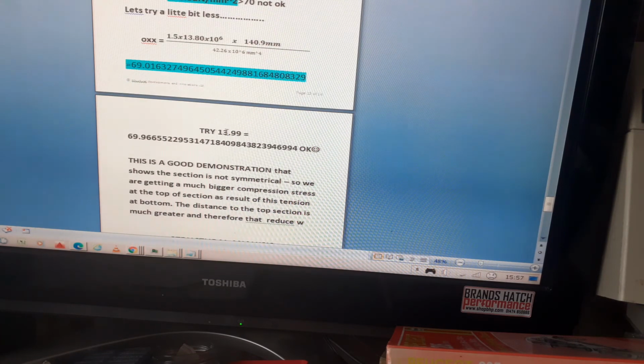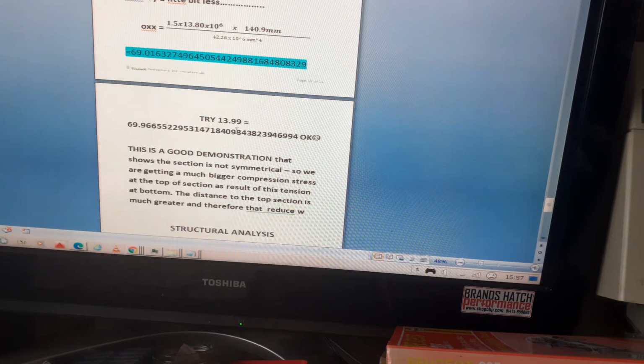So let's try 13.99 and put that into this equation, and then you get 69.9665. So that's basically 70, more or less 70. So we're saying it's 14, basically 14 kilonewtons per meter. And that could be coincidence, but I'm hoping the examination said that was the answer because it's a nice round number.